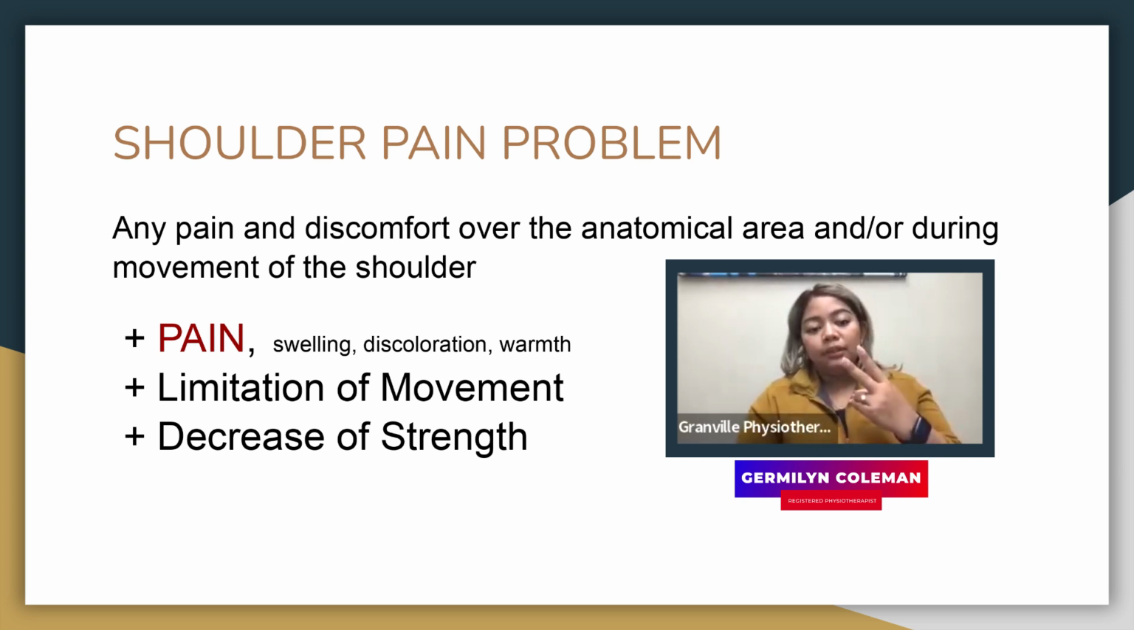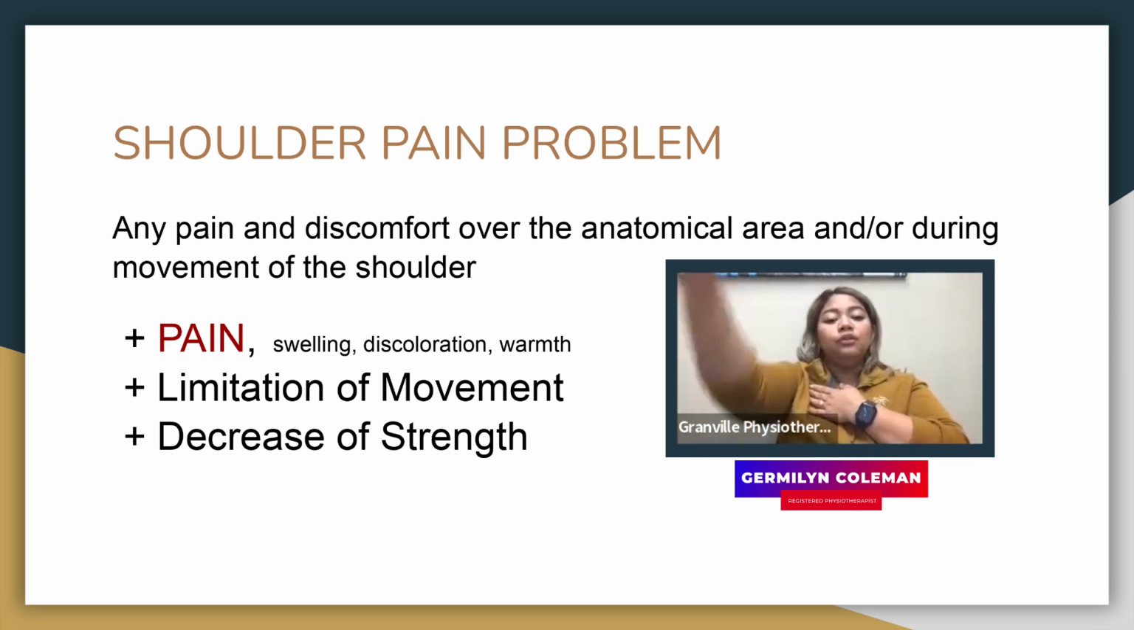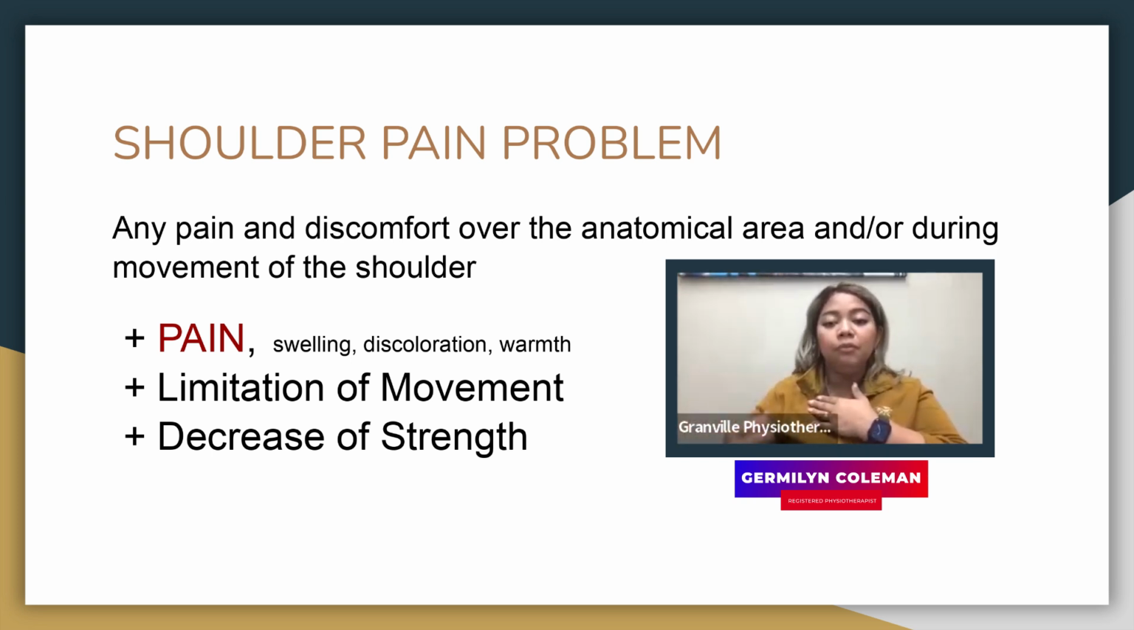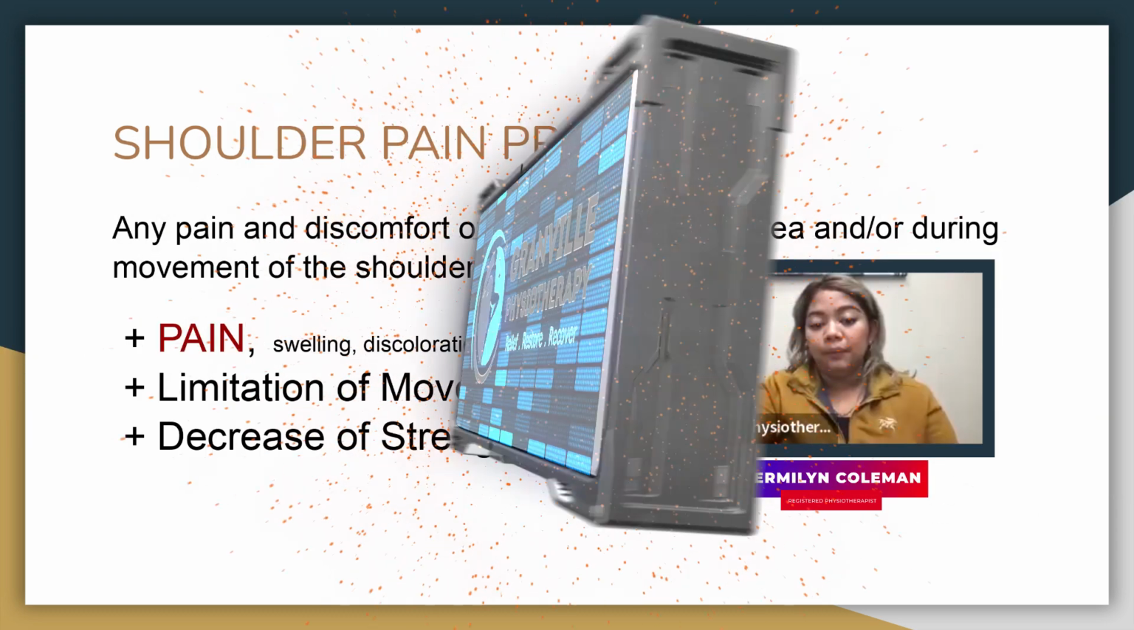The second important sign and symptom of shoulder pain is limitation of movement. So if you can't do the full range of movement or the normal movement of your shoulder, then there's a problem with the shoulder. Also, there's a decrease of strength or weakness of the shoulder. You could see it by changes when you're doing your normal activities, or you could compare it to the other shoulder as well.